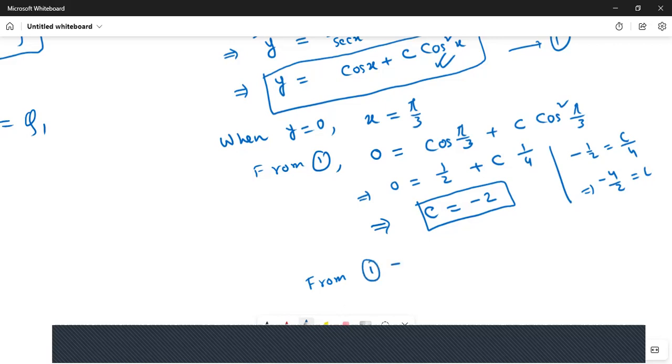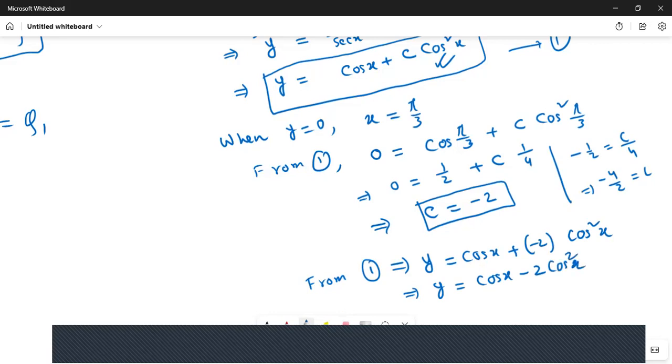So from 1, we will replace the value y, which is cos x plus c, you will put here -2, and this is cos square x. So just simply rewrite it, cos x minus 2 cos square x. Yeah, so that becomes your answer.